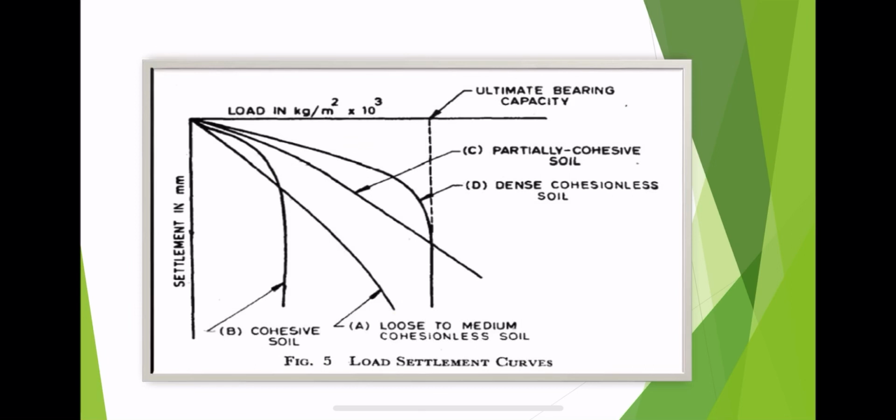We are going to draw the load settlement curve after taking the readings to determine the ultimate bearing capacity of the particular soil. Here the load is drawn on the x-axis and the settlement on the y-axis. Here the load versus settlement curves are drawn for loose to medium cohesionless soil, cohesive soil, partially cohesive soil, and dense cohesionless soil.